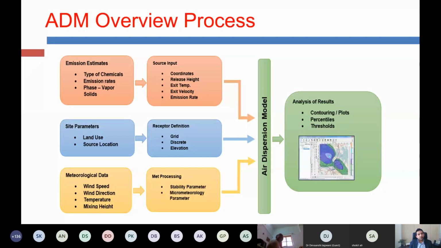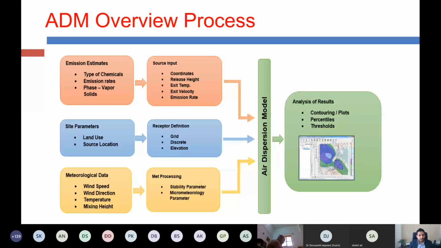Now, coming to the overall methodology of air dispersion modeling, we will go one by one. So initially, it's emission estimates. Once we have a project, we identify the different activities of this project, and for each activity, we are going to estimate the emissions. What kind of emissions are going to be there, whether it is going to be PM or there are going to be gaseous pollutants, some vapors, vents.